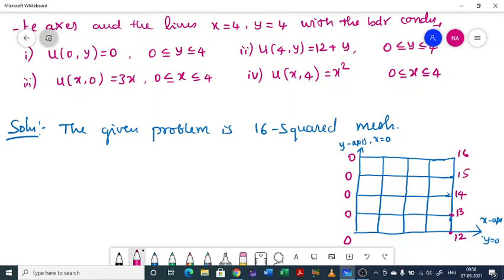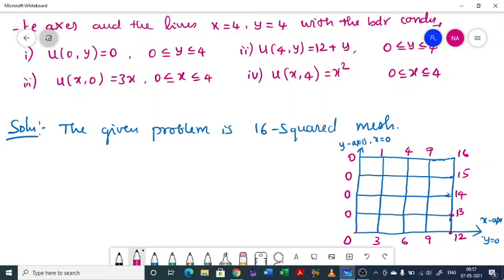Next, u of x comma 0 is 3x. Put x equal to 0, you get 3 into 0, 0. U of 1 comma 0 is 3. U of 2 comma 0, 6. U of 3 comma 0, 9. Next, come to this. U of x comma 4 equal to x square. So u of 0 comma 4, that is 0. U of 1 comma 4, 1. U of 2 comma 4, 4. U of 3 comma 4, 9. U of 4 comma 4, 16.